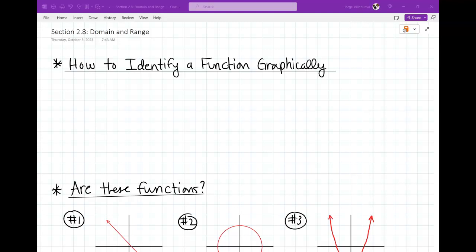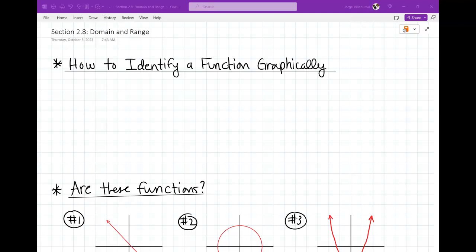All right, so today we're going to be doing domain and range, section 2.8. Domain and range are ways to describe where a graph exists. Like if I draw a picture, I can identify where it exists by giving it a domain, meaning how far left does it go, how far right does it go? And I can give it a range as well, how low to how high.